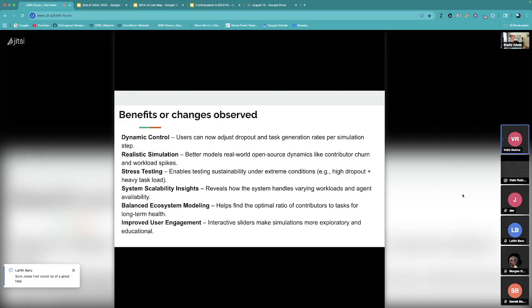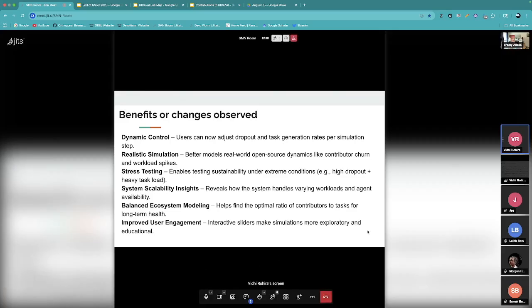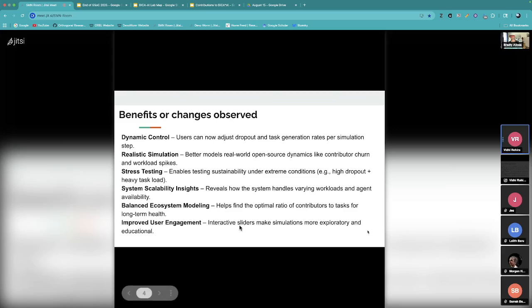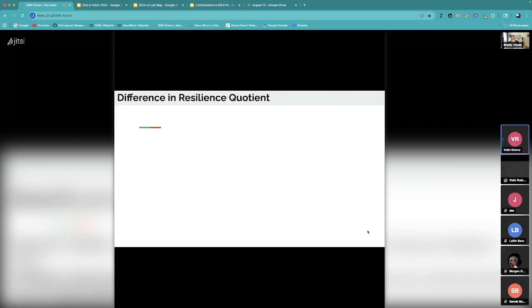The benefits of the changes we observed by adding those 2 new features are that users have dynamic control and it's a more realistic simulation. Apart from that, there are some things about testing and high dropout. And the most important part is the improved user engagement, because I also added the visualization, and now we have more parameters that we can see manually.